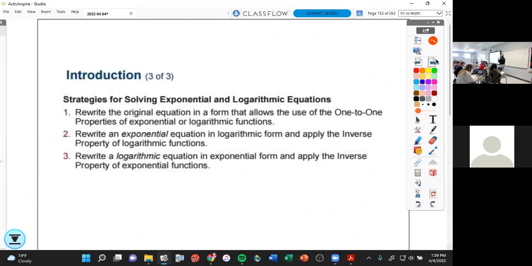Strategies for solving exponential and logarithmic equations. Number 1, rewrite the original equation in a form that allows the use of the one-to-one properties of exponential or logarithmic functions. Can I make it a one-to-one? If I can make it a one-to-one, I can set the exponents equal to each other and I'm good to go. If I can make it a one-to-one, I can set the logarithms equal to each other and solve that. I'm good to go. Number 2 and 3 are exactly the same.